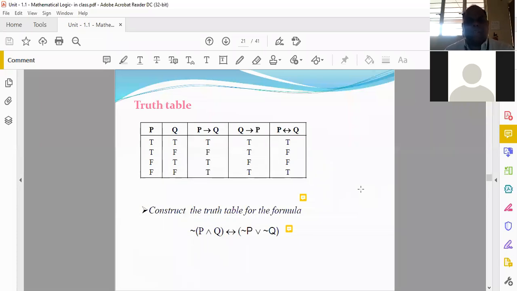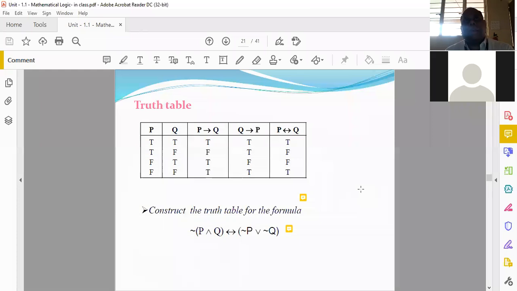Yes, last class we discussed some truth table concepts: conjunction, disjunction, conditional, and biconditional. So first of all, we want to know what is a conditional, what is a biconditional, what is a conjunction, what is a disjunction. We already discussed these, right?